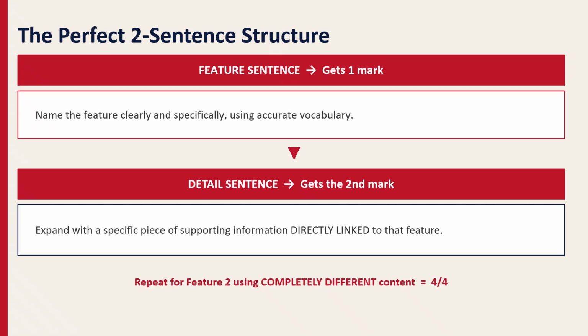So here is your foolproof, examiner approved structure, the one I want you to memorize. Sentence 1, the feature. State the feature clearly. Use the correct vocabulary. Don't waffle. This earns your 1st mark immediately. Sentence 2, the supporting detail. Give a specific fact that expands your feature. Again, connecting directly back to what you said. This is your 2nd mark. And then you repeat it for feature 2, but with completely different content. 2 features, 2 sentences each, 4 marks, job done.